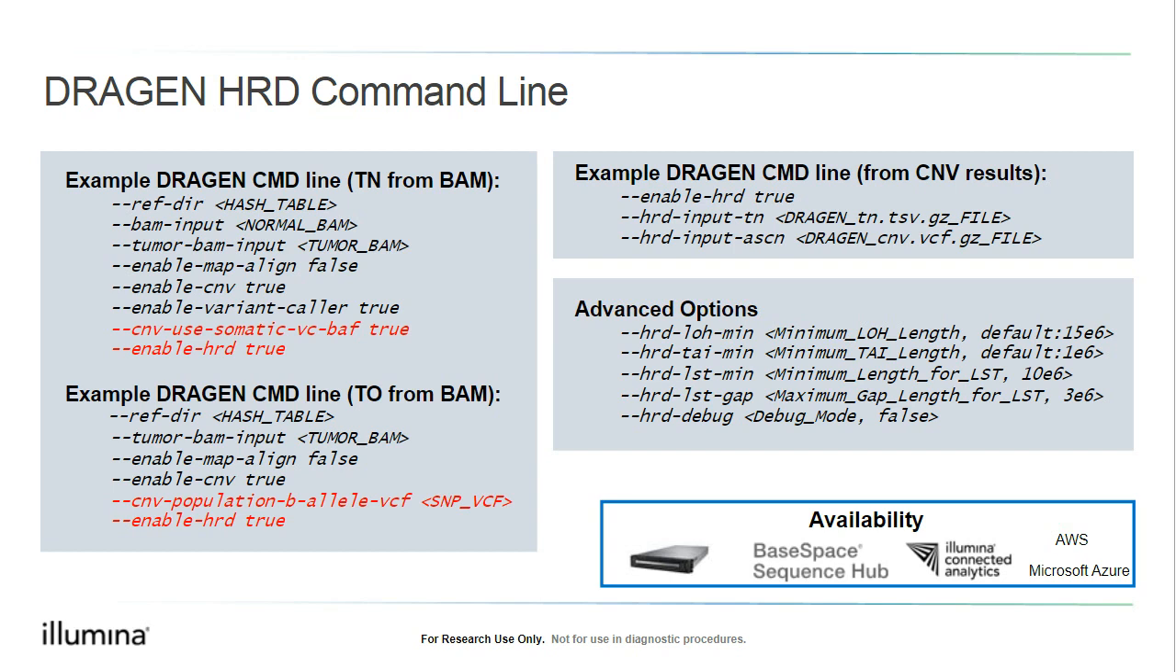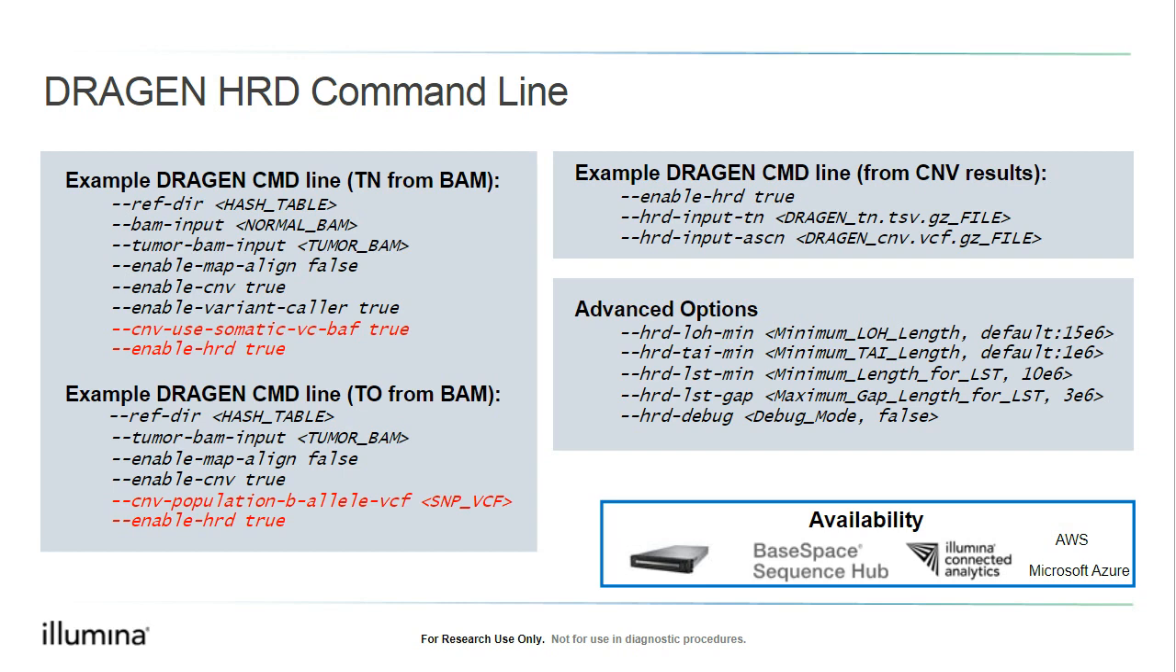If you are running from a tumor only sample, then you can provide an allele VCF file, which is a SNP VCF file, and turn on the HRD. If you already have CNV results and you simply want to run the HRD module, then you can bring in the CNV output files and enable HRD with that. So you don't have to run the whole pipeline if you've already run it.